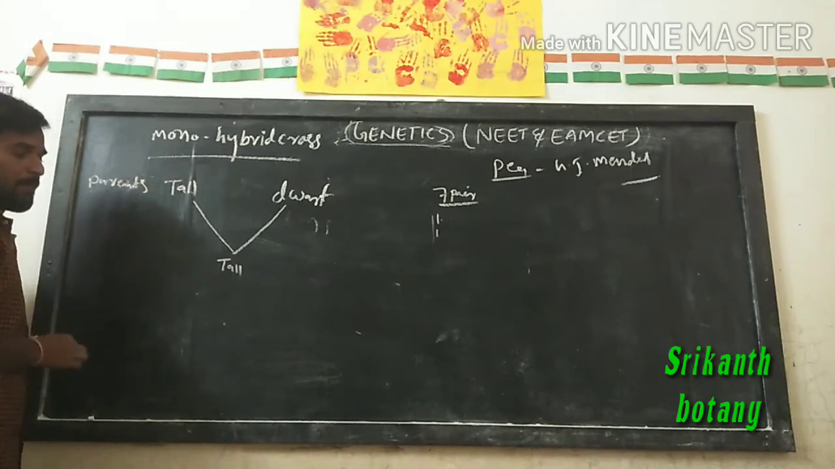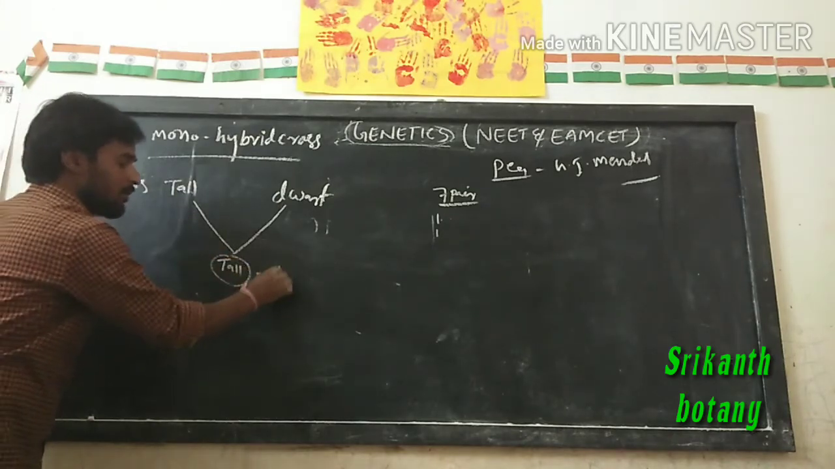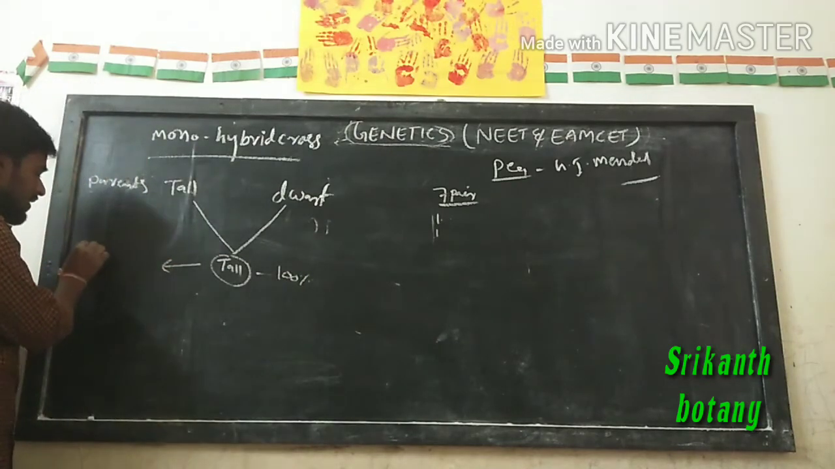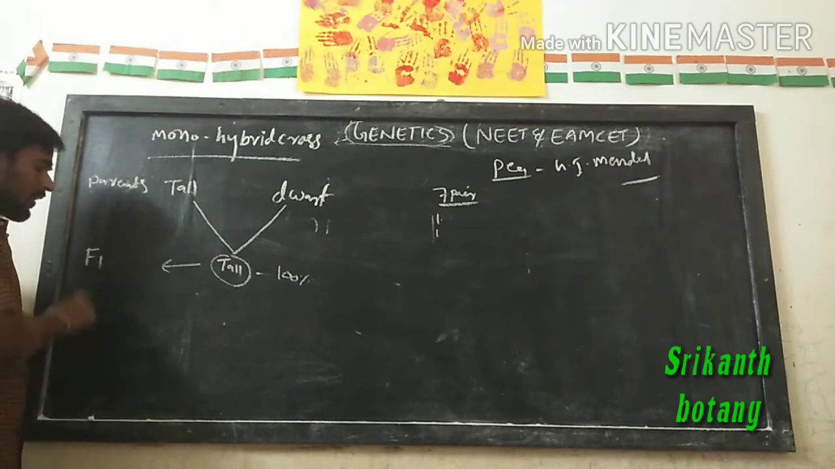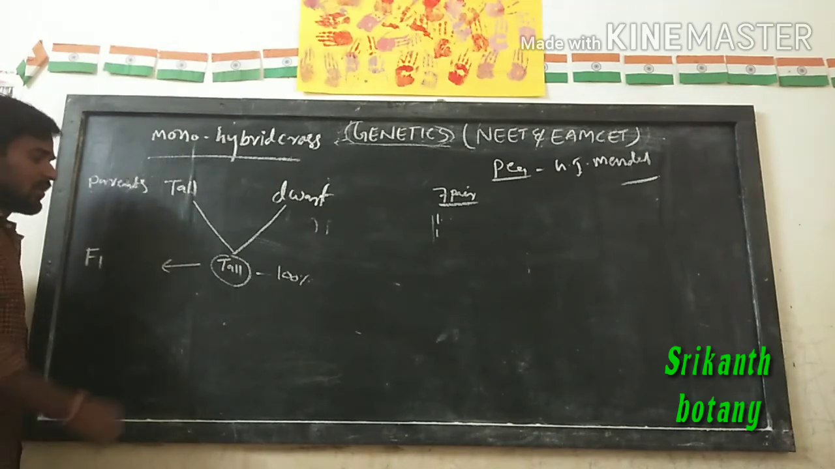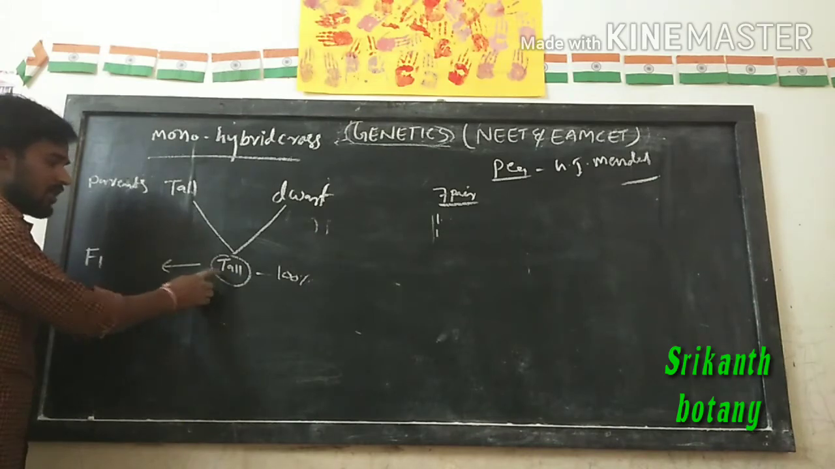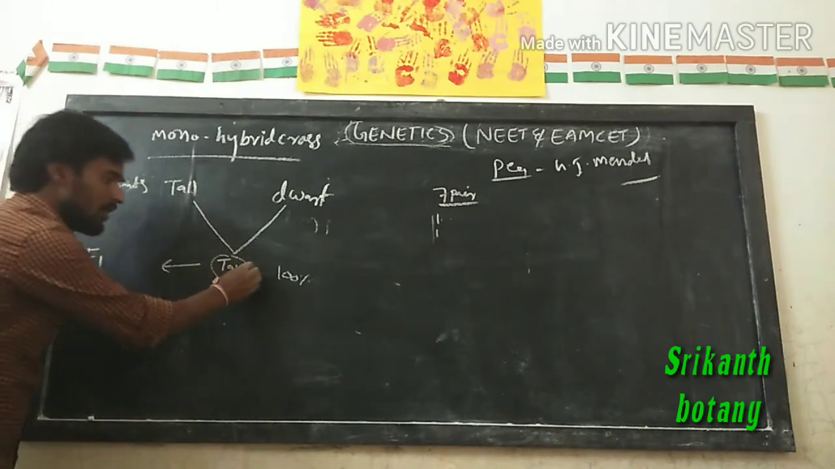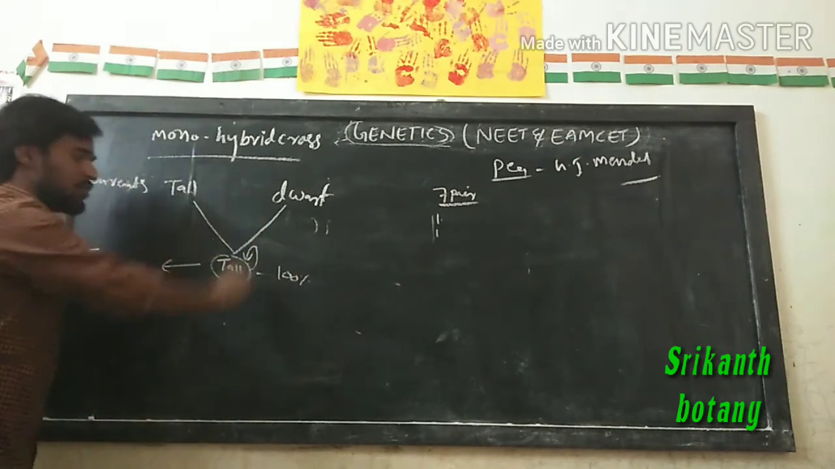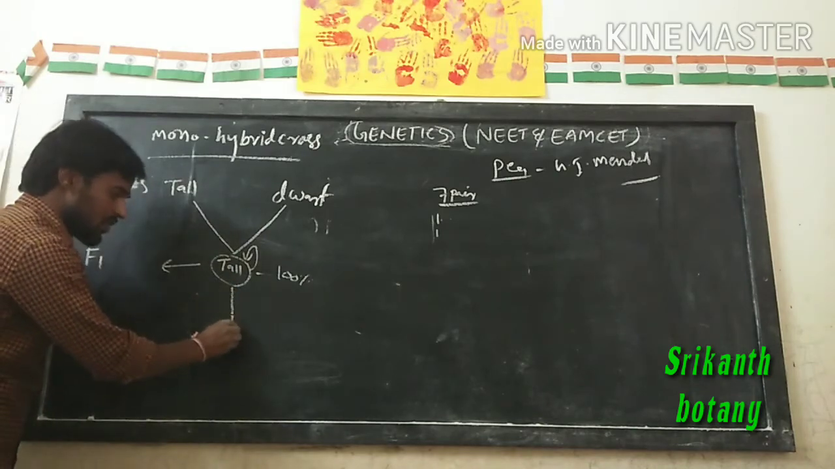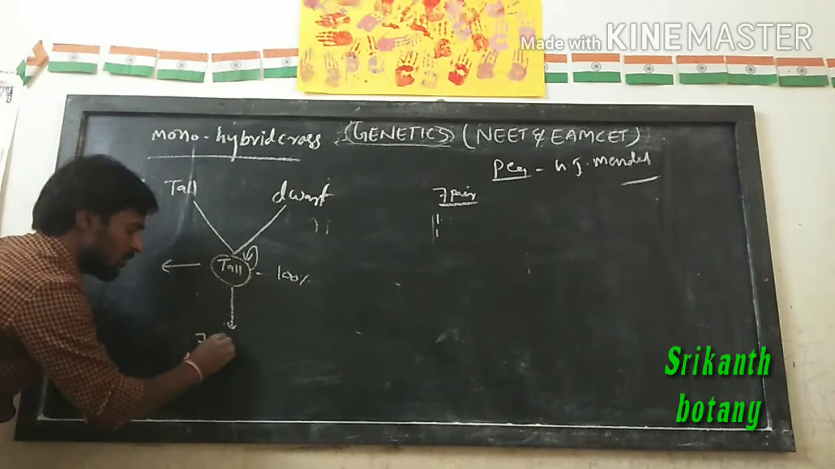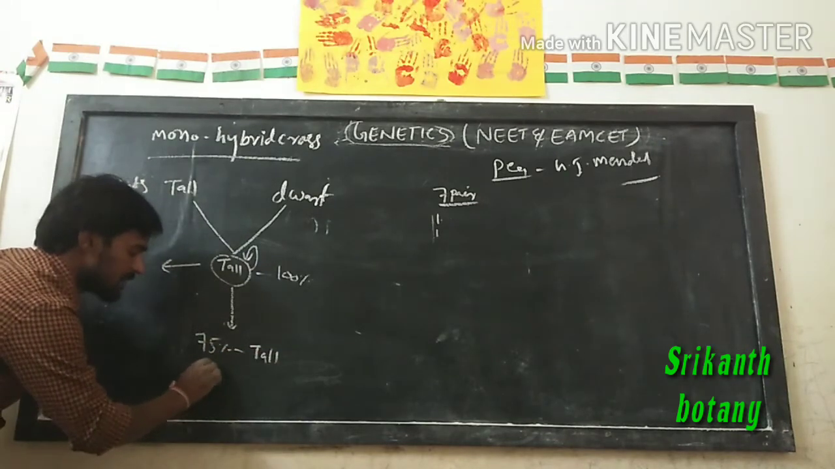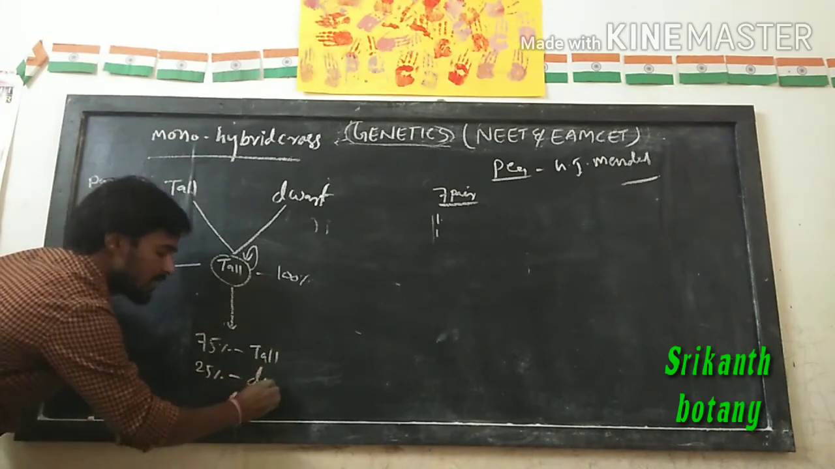In the first step, 100% tall plants will be produced. This is called the F1 generation. F1 means first filial generation. Here, in the F1 generation, all the plants are tall. These tall plants are self-pollinated. In the next generation, 75% tall plants will be produced and 25% dwarf plants will be produced.